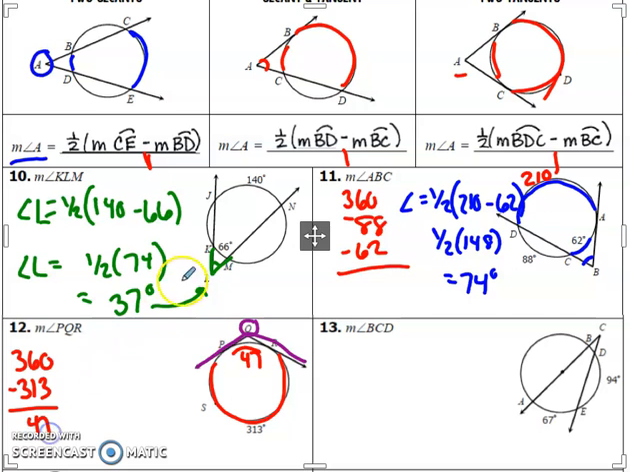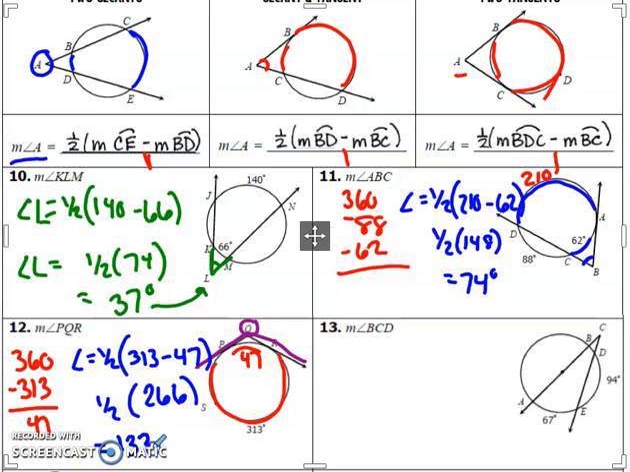So now I can do my formula. My angle is equal to half of your big arc, take away your smaller intercepted arc. So 313 take away 47 is 266, and then we're going to half that for a total of 133 degrees. Okay, so not too bad if it's intercepting outside of the arc. Just make sure you subtract the big one minus the small one and then divide it by 2.